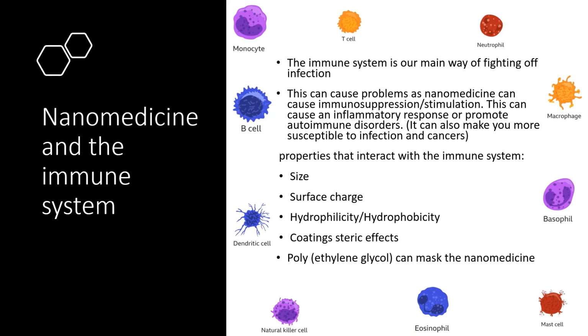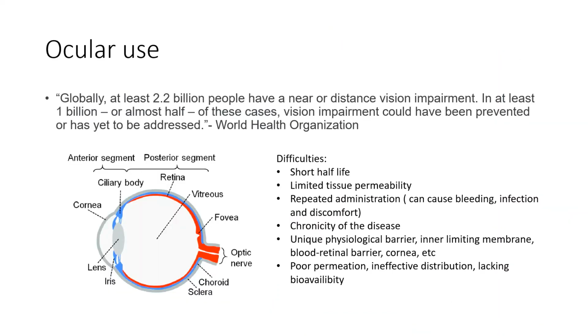Now that we have a basic understanding of how nanomedicine works, we can look at what they're being used for. One use can be found in the ocular field. It's believed that at least 2.2 billion people have vision impairment, and this could be attributed to some of the struggles of using medicine in the eye. Medicine tends to have a short half-life, meaning a low retention time in the eye. This means repeated administration is needed. However, this can cause bleeding, infection, and discomfort, and due to the chronic nature of the conditions, will last for a long time.